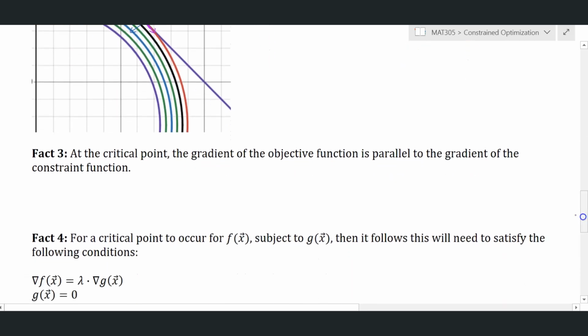Okay, let's put that all together. Fact 3: at the critical point, the gradient of the objective function is parallel to the gradient of the constraint function. So the gradient of f is parallel to the gradient of g. Well, the way this is formulated right now, I would say that they are exactly the same, which certainly would mean that they're parallel, but the gradients could point in opposite directions. They're just parallel to one another.